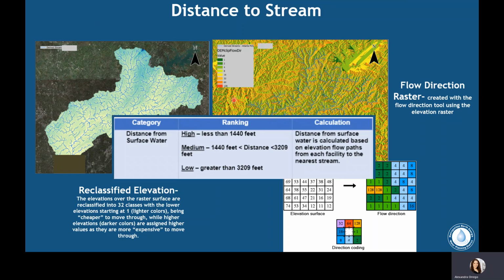So the range of median distance to surface water values calculated across the 25th, 50th, and 75th percentiles was 1,440 feet, being a high ranking, so it's close. That facility is close to nearby surface waters. 2,339 feet was medium, so in between 1,440 to 2,339 feet, you would get a medium ranking. And then if you were anywhere further than 3,209 feet, then you would get a low ranking because your facility is far away from that nearby stream.